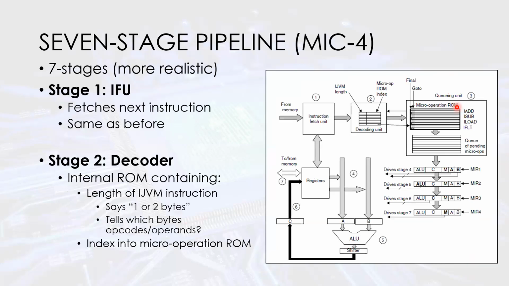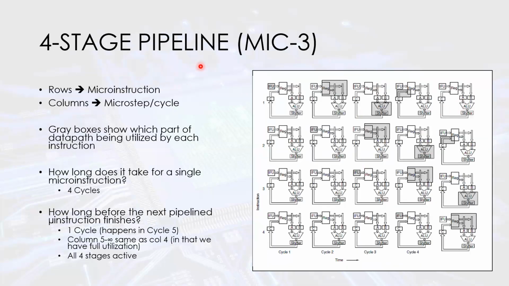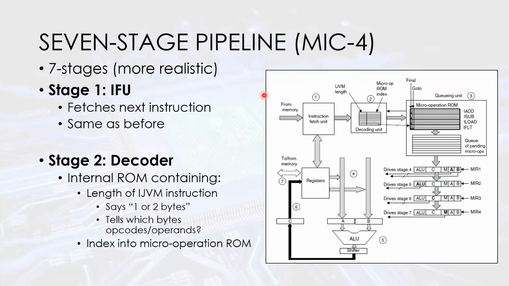Okay, so we started off with the 3-stage pipeline. We just went through that detailed example. And then on the last slide, we said, let's convert it to a 4-stage pipeline where the first stage is now the instruction fetch unit. And now finally, where we're going to end is with a 7-stage pipeline. Okay, and this is just a little bit more realistic.